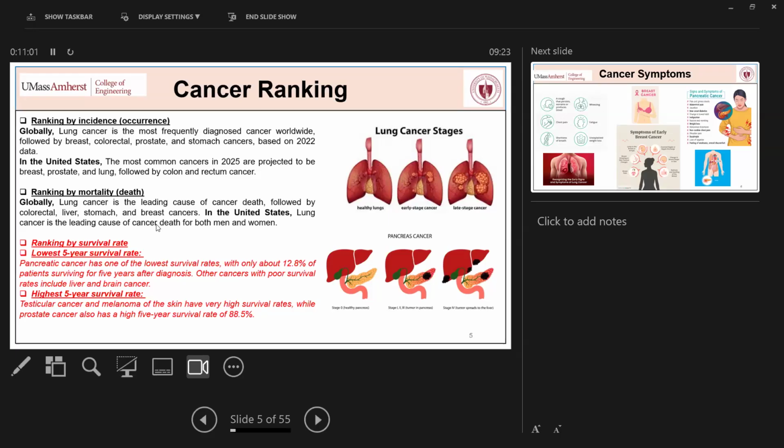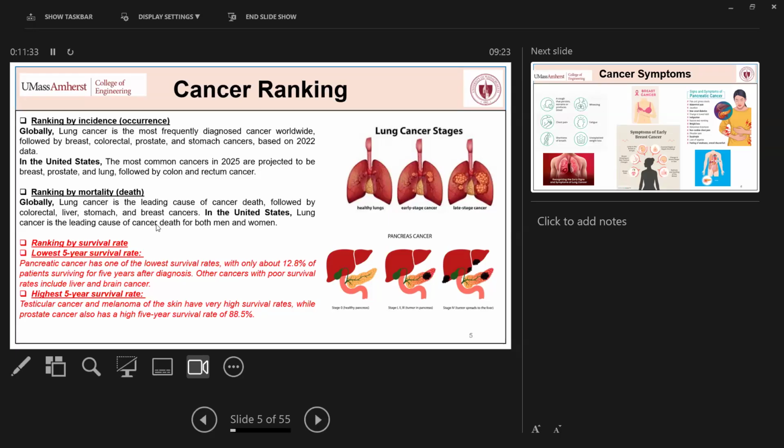The lowest 5-year survival rate, as I mentioned before, is pancreatic cancer, with only about 12.8% of patients surviving for 5 years after diagnosis. Other cancers with poor survival rates include liver and brain cancer. And the highest 5-year survival rates are for cancers like skin cancer or testicular cancer, while prostate cancer also has a high survival rate of 88%.